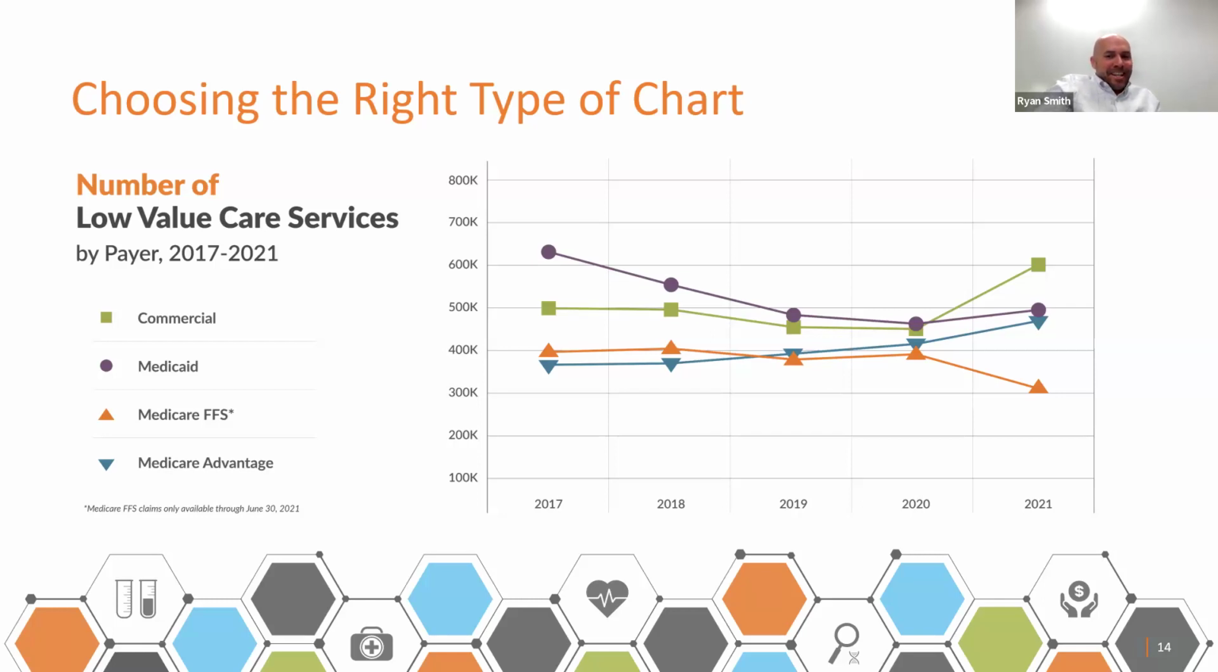So for example, is your data numerical or categorical? Is your message about comparisons or trends? So once you start to answer these questions, you can start to explore chart options like bar charts for comparisons or line charts for trends and scatter plots for relationships. So in this example here, we're using a line chart to show the trends of low value care services by payer over time.